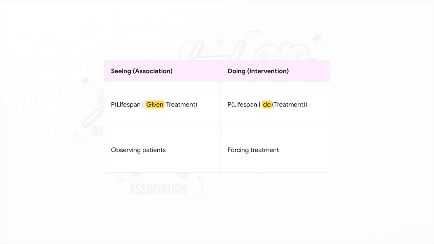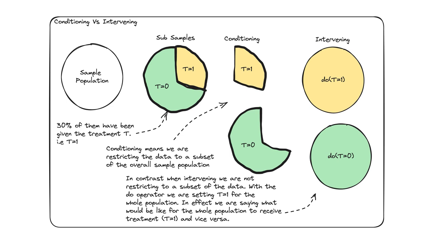It's about looking at data of patients who, for whatever reason, chose to take a treatment. But look at the right side. That's rung 2. We're asking what would happen if we intervene, if we force everyone to take the treatment. That little do in the equation is called the do operator, and it's everything. It symbolizes breaking the natural flow of things to conduct an experiment.